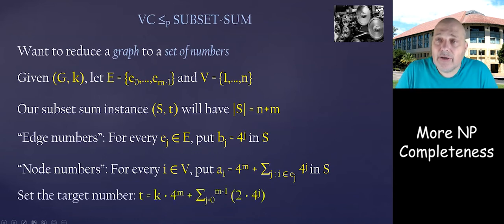And the target number is going to be k times 4 to the m plus the sum of twice the edge numbers. So all the edge numbers twice. Let me go to the board to give a little bit more intuition about this construction.